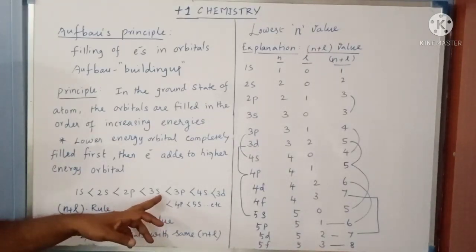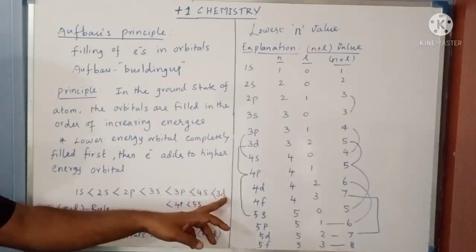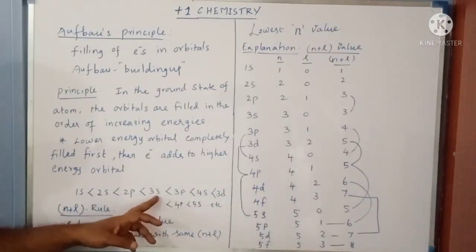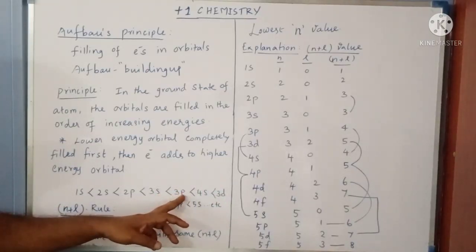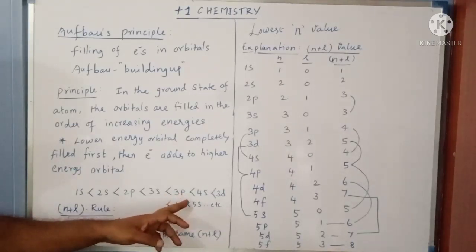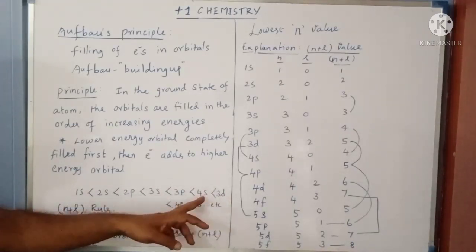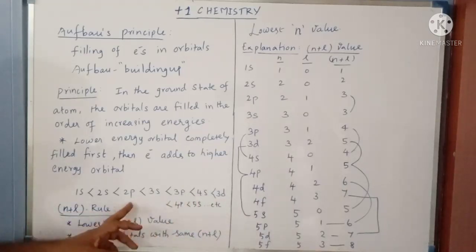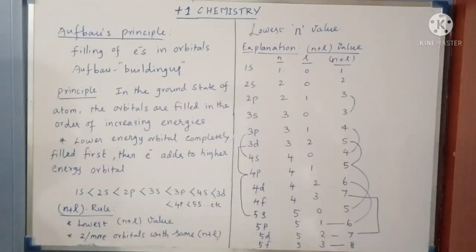Whereas the M shell contains 3s, 3p, 3d orbitals, isn't it? Once the 3s and 3p orbitals are completely filled, the electron is not added in the 3d orbital, it goes to the 4s orbital. So this is the exact order of various atomic orbitals based on the Aufbau principle, which means it is in the increasing order of energies.